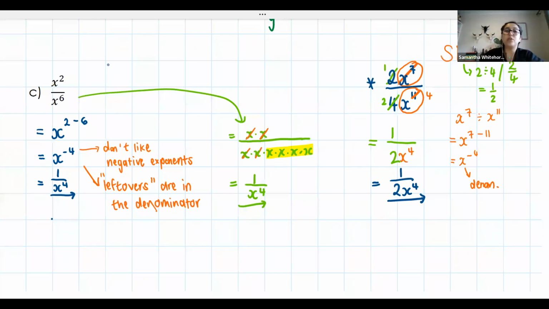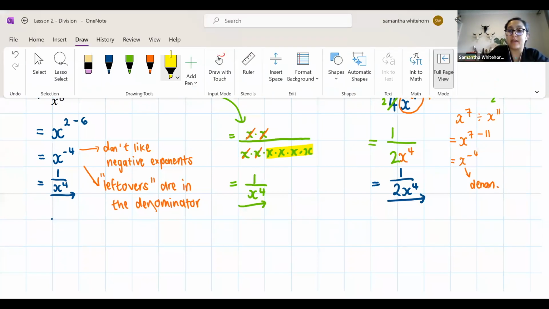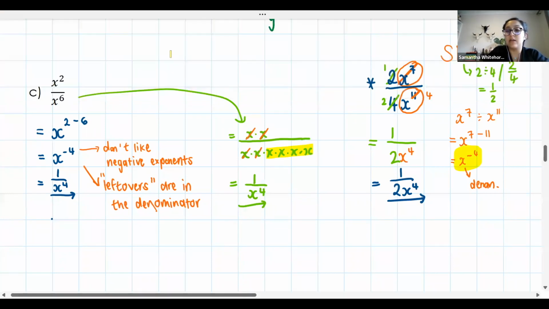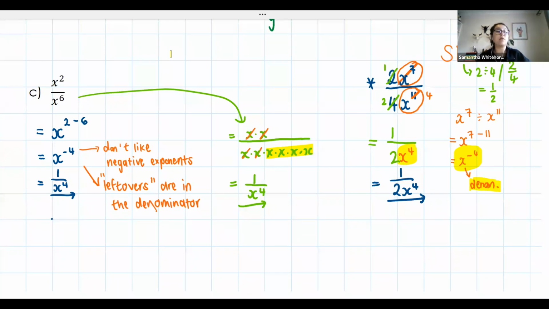So whenever you are doing the subtraction and you're getting a negative answer, what you need to remember is that it actually means you have your leftovers in your denominator. And we write it with a positive exponent because we have 4 x's left. The sign of a negative just means that it needs to move into my denominator.